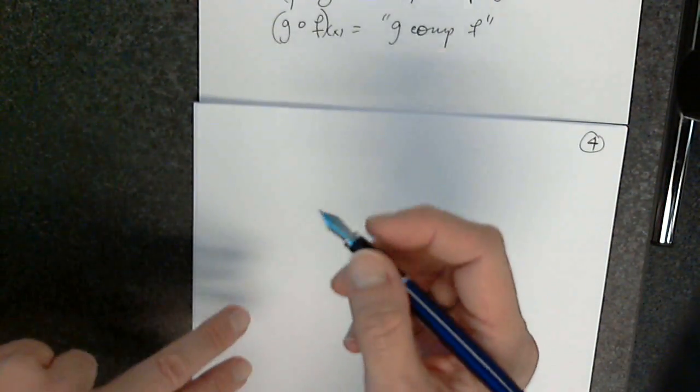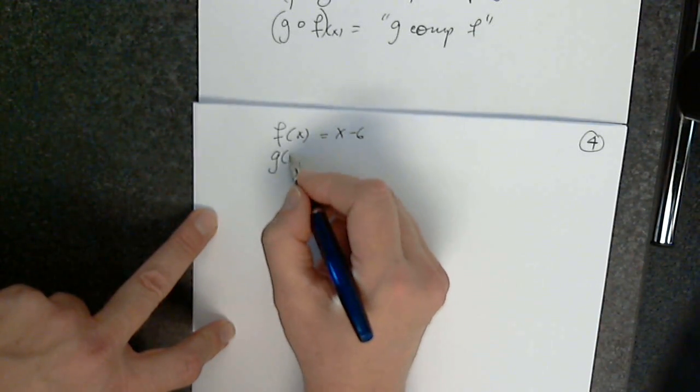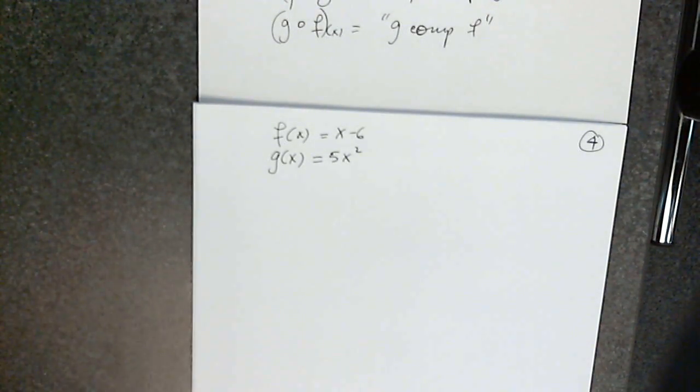So let's say I have the same functions. I'm given f of x, which is x minus 6, and I'm given g of x, which is 5x squared, assuming I use the same functions.